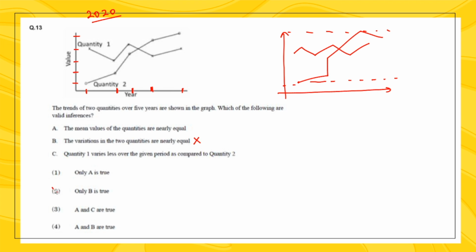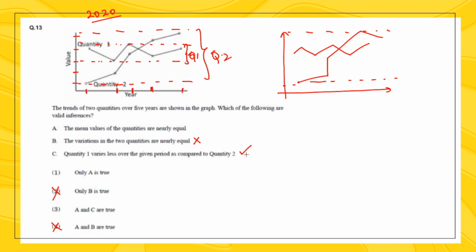Now you can simply cancel the options which have B as one of them. Statement C says quantity 1 varies less over the given period as compared to quantity 2. Again you can infer it: if something is varying less, that's what it says, quantity 1 varies less. This is quantity number 1, it is changing less. The change happening is within this limit, right? So the changes are less over here compared to quantity 2, where the changes are happening between these two bigger values. The broad range is there for quantity 2, and for quantity 1 the range is very small. So that's why statement C is correct.